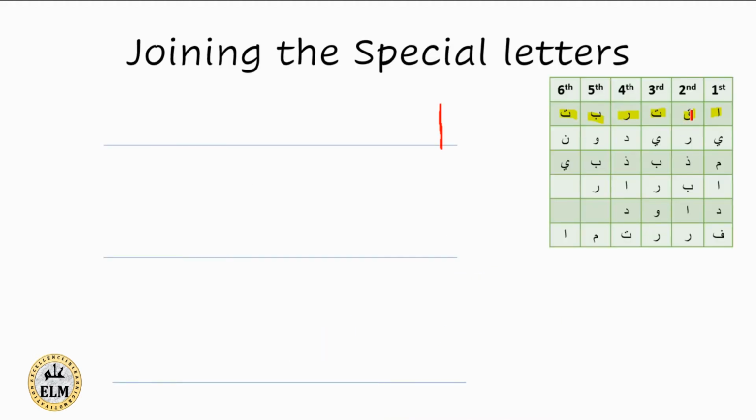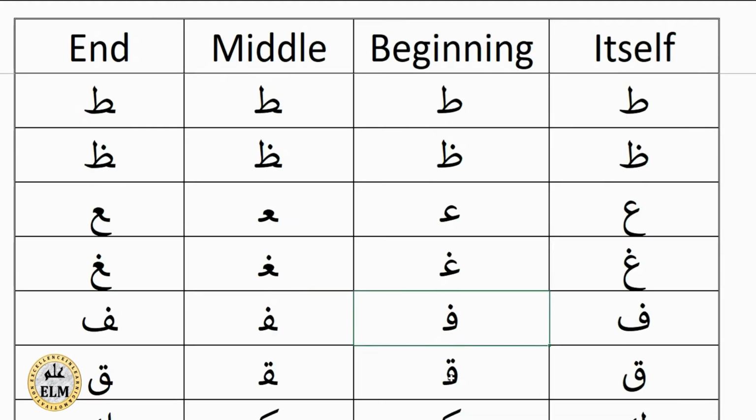Now here qaf is in the middle, but because it appeared after the special letter, we have to use the first form, or the beginning form, of qaf. Let's copy the beginning form of qaf. This is how qaf looks in the beginning. We will copy this one.